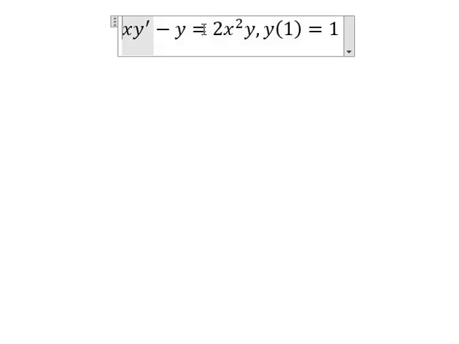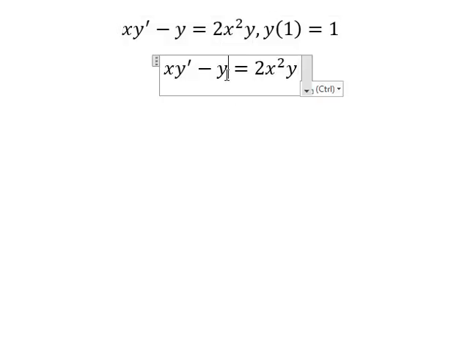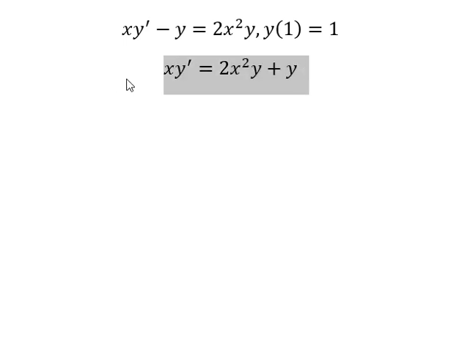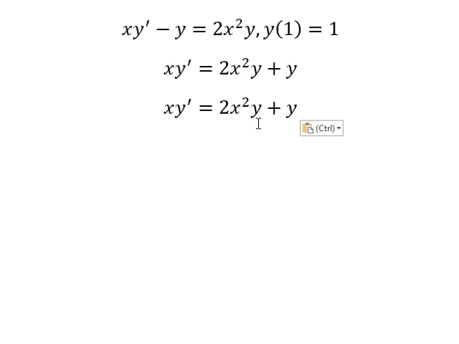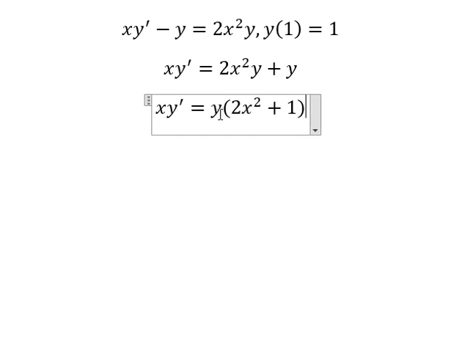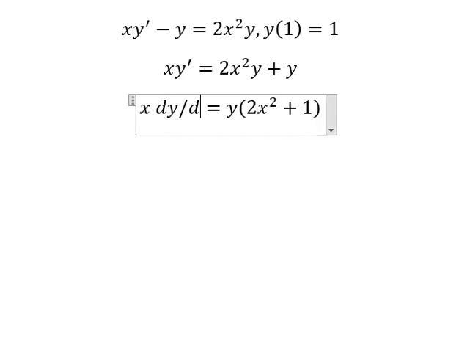So now I want to show you how to answer. This one I will put on the right. Next, we can do factorization by y. This one we can change to dy over dx.